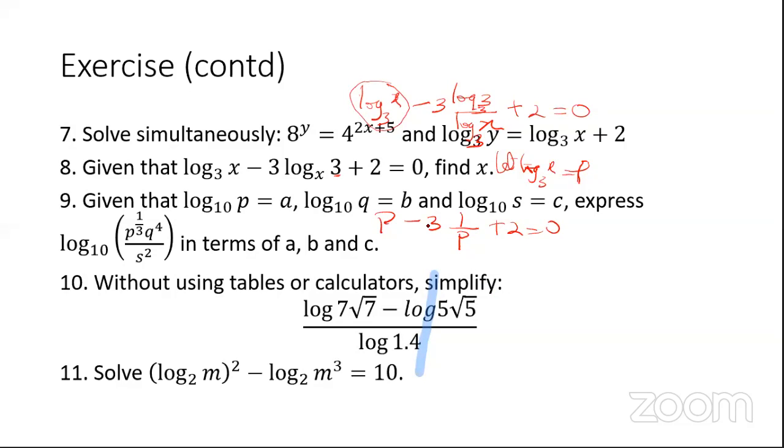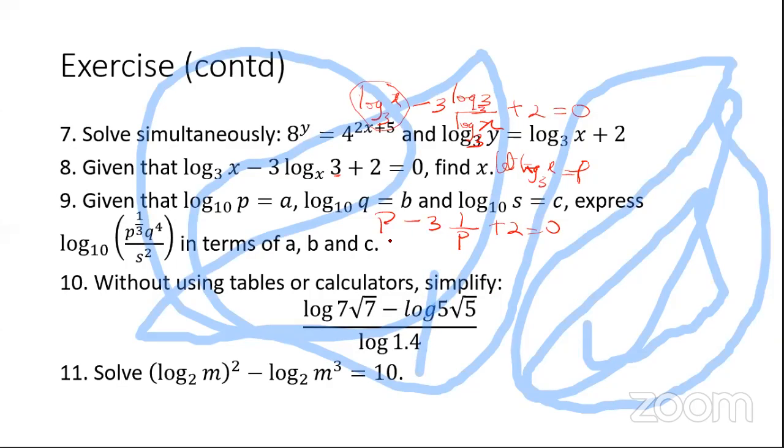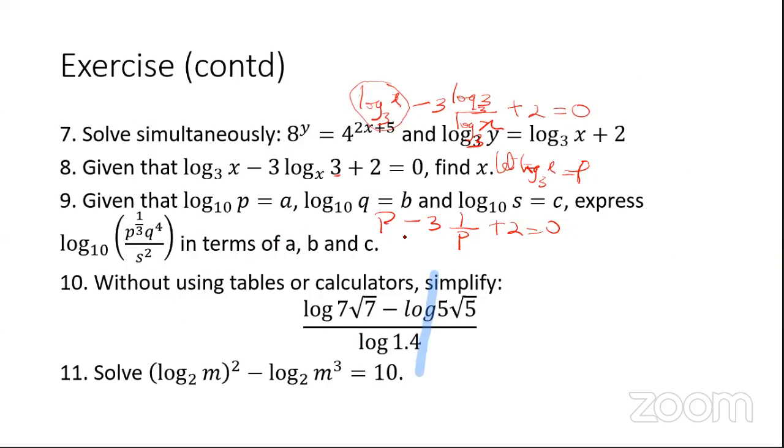So I can decide to multiply through by p. It means I'm going to have p squared minus 3, because when I multiply this one by p, the p down will cancel out. Then I multiply this one by p and have 2p. When you multiply 0 by p, it gives you 0. So at the end of the day, I have p squared plus 2p minus 3 equals 0.